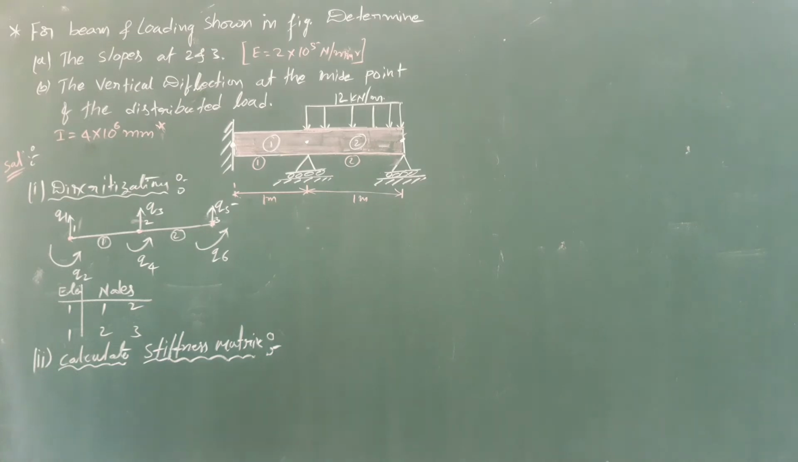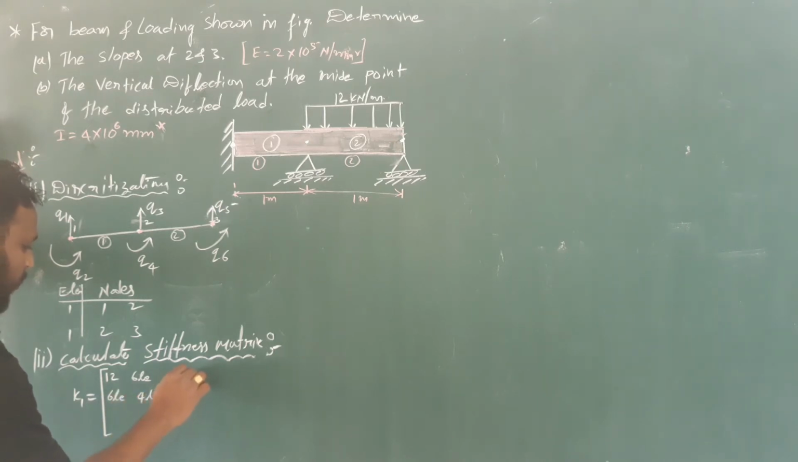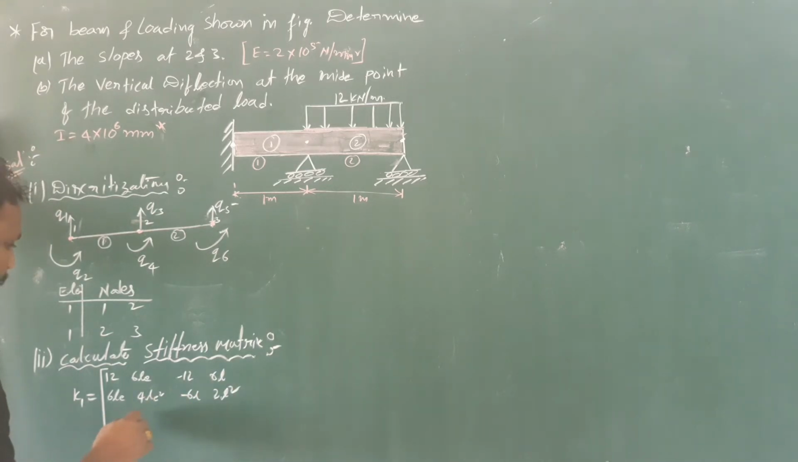That is K1. We know that the stiffness matrix K1 relation is: 12, 6L, minus 12, 6L; 6L, 4L square, minus 6L, 2L square; then minus 12, minus 6L, 12, minus 6L; 6L, 2L square, minus 6L, and 4L square. There is a minus here.